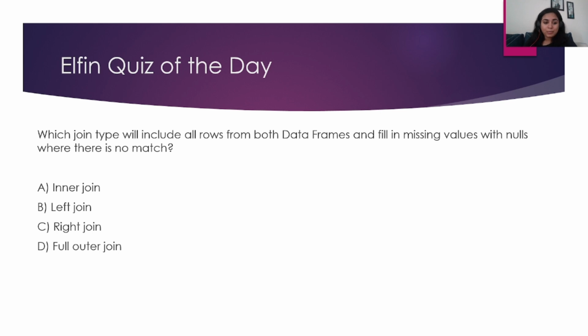Which join type will include all rows from both data frames and fill in missing values with nulls where there is no match? Option A, inner join. Option B, left join. Option C, right join. Or option D, full outer join.